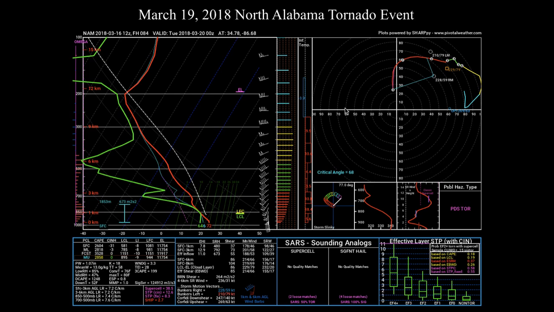But that's going to do it for this segment on a look at what sort of criteria we look for in the atmosphere to diagnose tornadoes. And in the next segment, we will do the same thing, but for damaging straight line winds. So with that, I will see you all in the next segment.